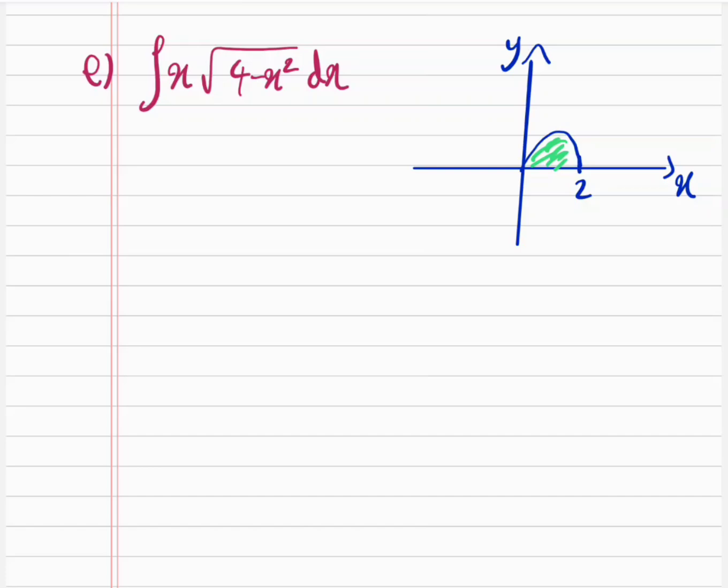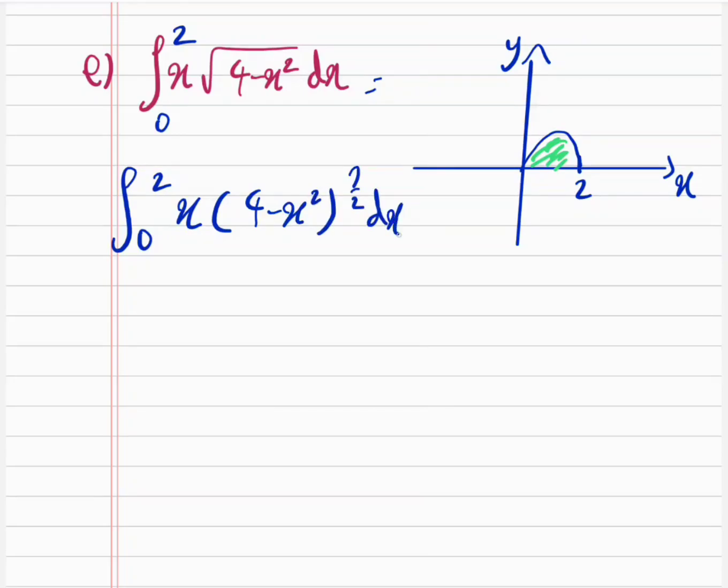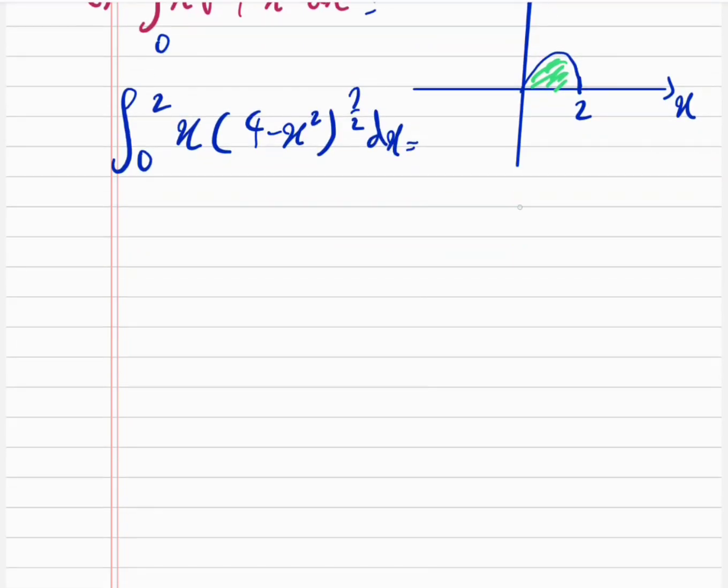In this case, we want to integrate between 0 and 2. So we can rewrite this as x times 4 minus x squared to the power of half dx. And now we can use the reverse chain rule. So we can add 1 to make the educated guess of 4 minus x squared to the power of 1 plus the half, because outside of the bracket it looks like we have the denominator of the inside. So we'll have 3 over 2.